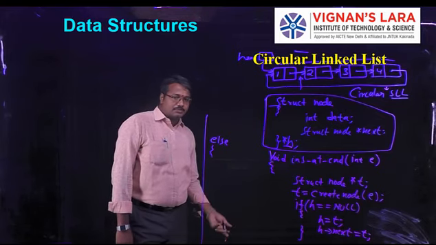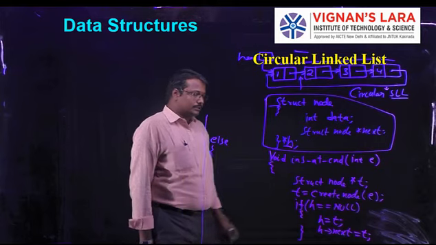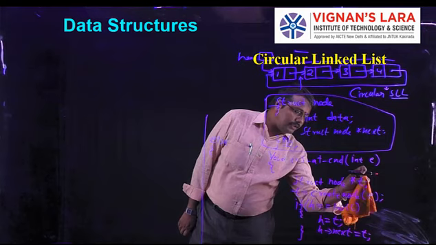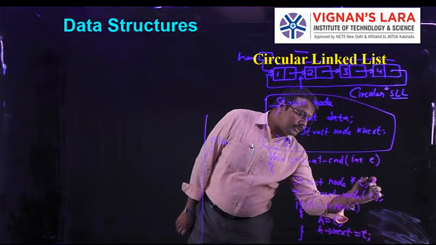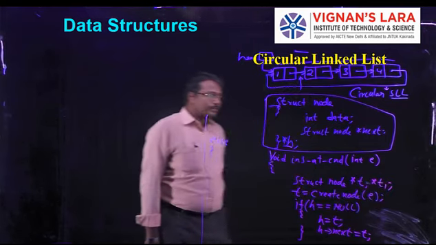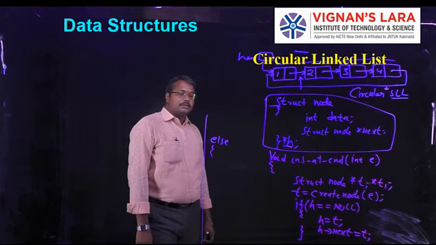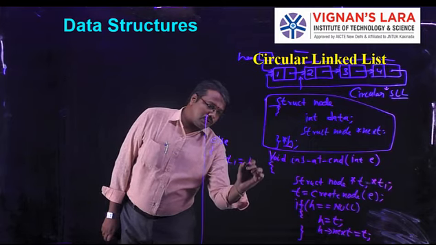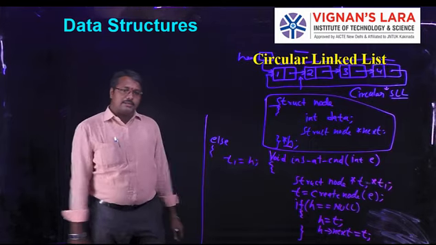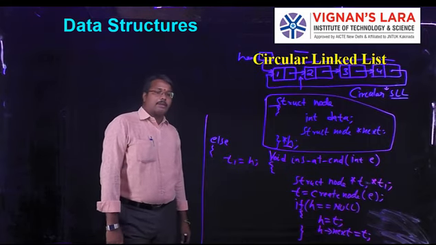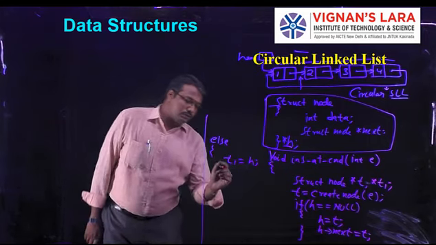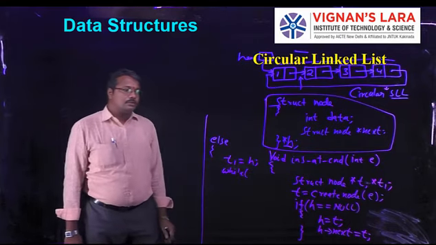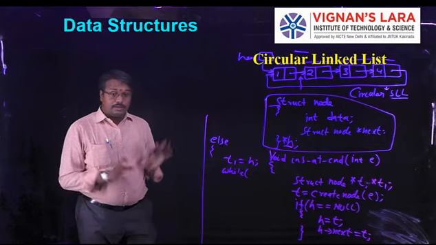So for traveling purpose, I need a separate pointer. Here I am creating one more pointer, that is T1. Initially T1 is equal to H, which means the starting address is copied into a temporary pointer. T1 is only for traveling purpose. So while, this condition we should be careful.